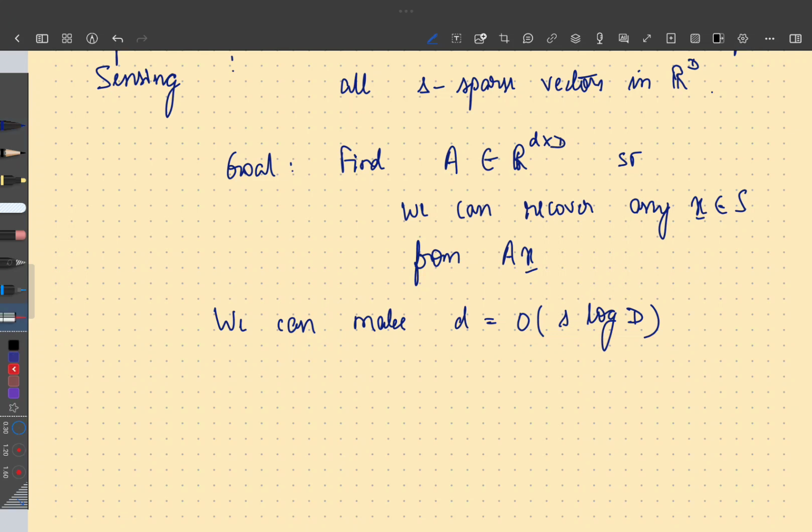Remember that suppose someone told you which of the locations were non-zero, some side information which tells you which locations are non-zero. Just storing the non-zero locations requires space order S. You can't do any better than that. But what this is saying is that with a multiplicative overhead of log D, you can recover X, and you can also encode this positional information, so to speak.